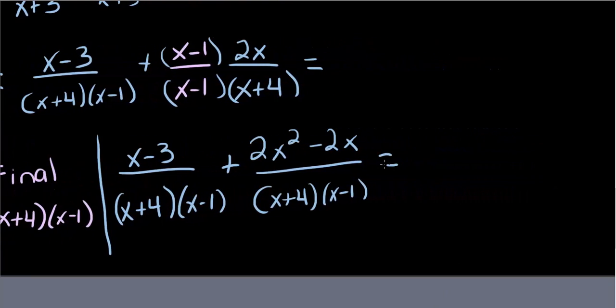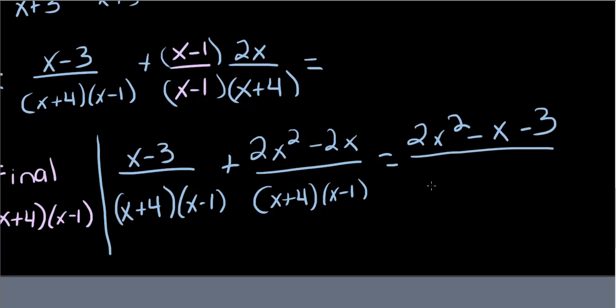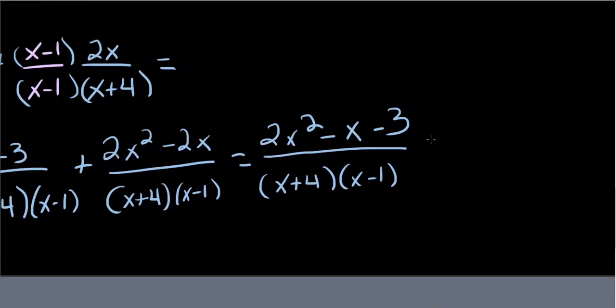And now we just combine like terms. So I only have 2x squared. Then I have x minus 2x, that's going to be negative x. And then minus 3 over x plus 4 times x minus 1. And the values of x that I cannot have on the denominator are x is not negative 4, I'm sorry, and x is not 1. And let's go ahead and work on one more example.